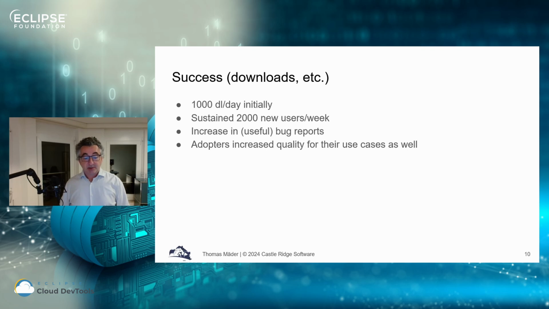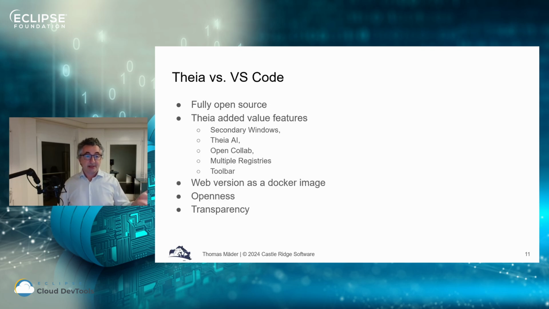Now let's do some comparisons, right? For example, if we compare Theia versus VS Code, what should you use? The first advantage of Theia, I would say, is it's fully open source, and 5% of VS Code users seem to care about that, as we've seen before. But there are also some features which you have in Theia, which is simply not in VS Code. The secondary windows, for example, that you can drag out the chat windows for the AI. The Theia AI framework, I think, is a big one, but also Open Collab, that you can run your own collaboration server. You don't have to go through Microsoft.